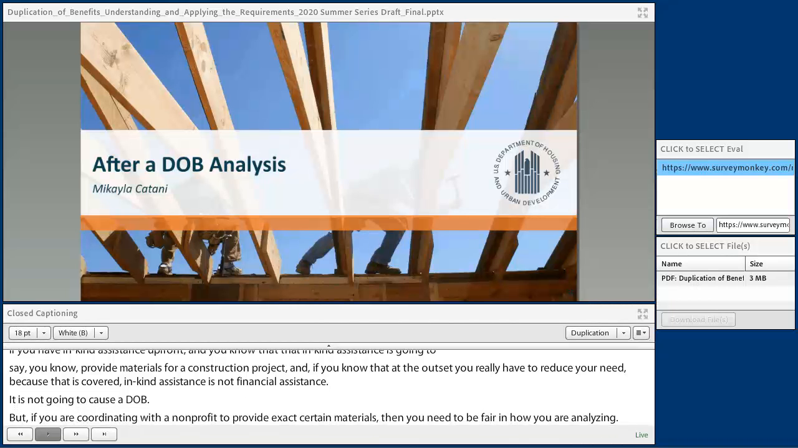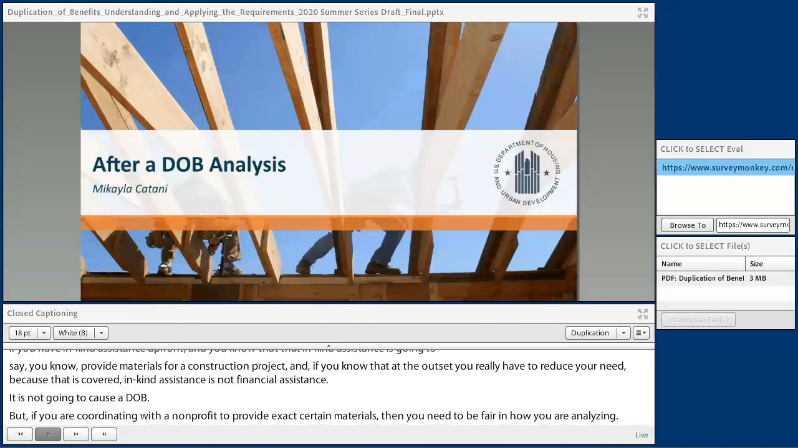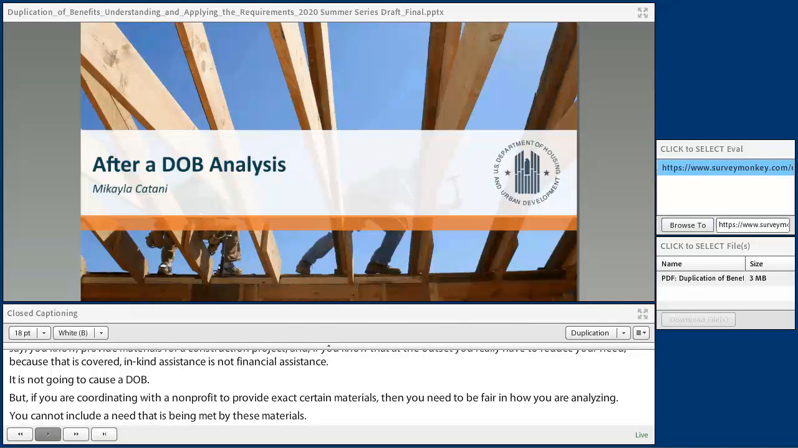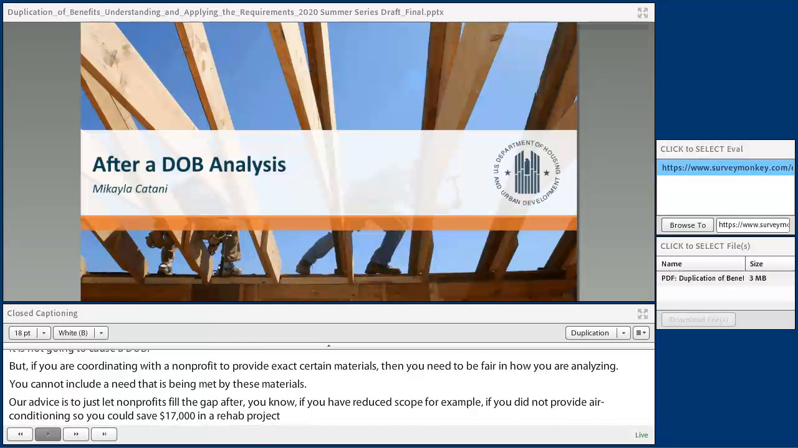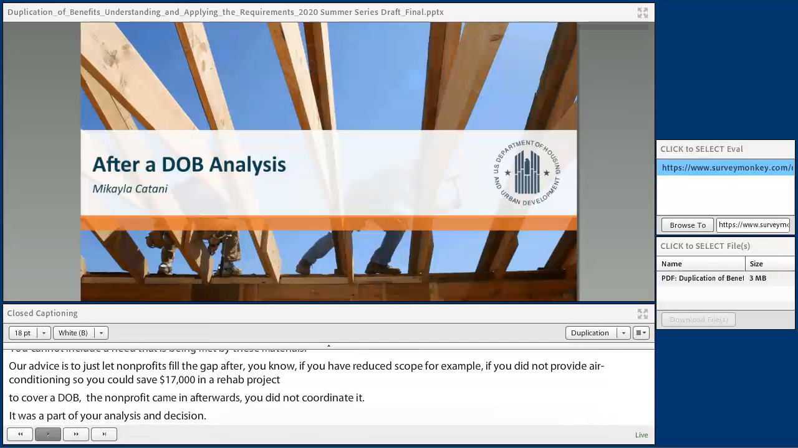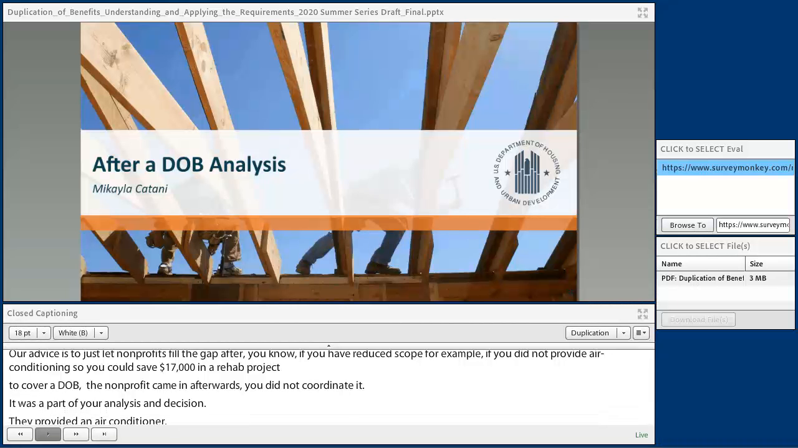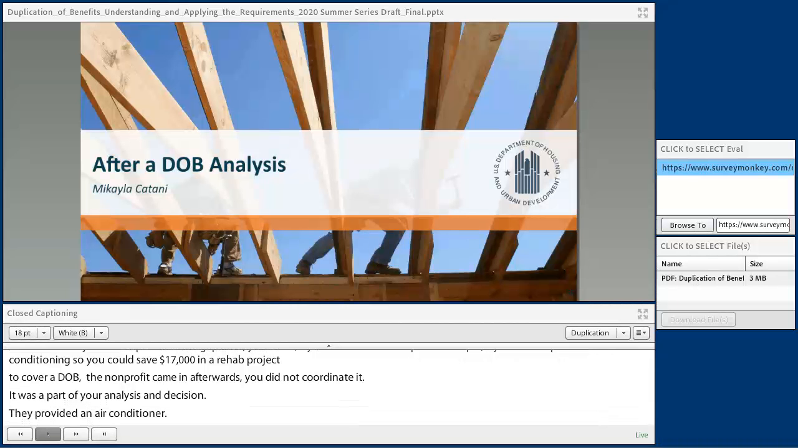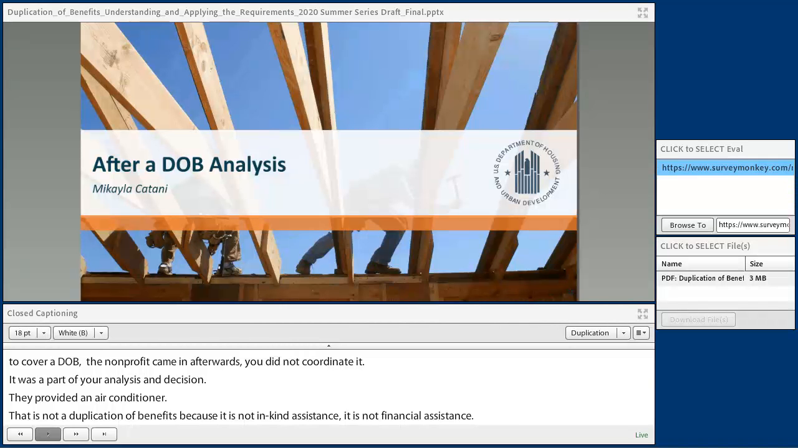If you have reduced scope, for example, and you didn't provide air conditioning so that you could save $17,000 in a rehab project to cover a DOB, if a nonprofit came in afterwards and you didn't coordinate it and it wasn't part of your analysis and your decision and they provided an air conditioner, that is not a duplication of benefits because it's not in-kind assistance, it's not financial assistance. But you have to be honest about including things that you're aware of in your needs analysis when you're coming up with your scope for your total need for the rehab project at the outset.